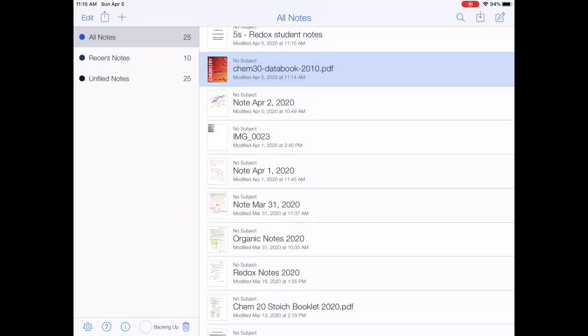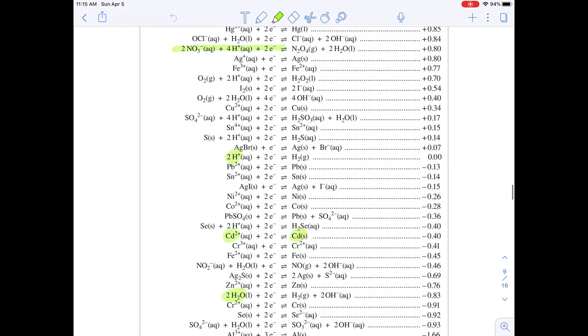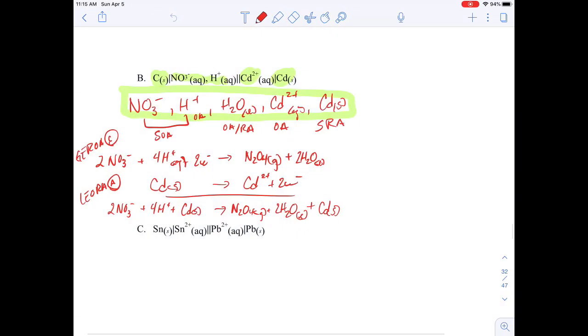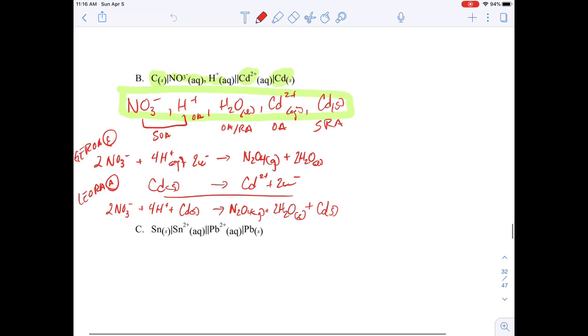So I've listed those entities here and decided what the strongest oxidizing agents and strongest reducing agents are. You can see that my strongest oxidizing agent is up here, my strongest reducing agent is here, so that's going to be a half reaction, and that's going to be a half reaction. In here I've written those two half reactions and balanced them, and I know that the gain of electrons, reduction, oxidizing agent is my cathode, and then my losing electrons reducing agent is my anode.